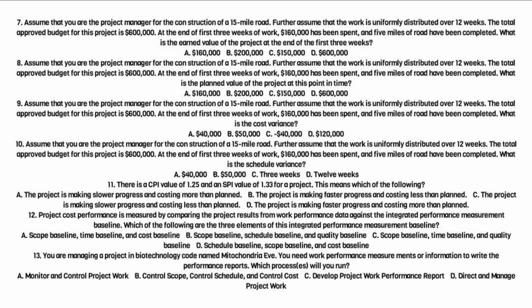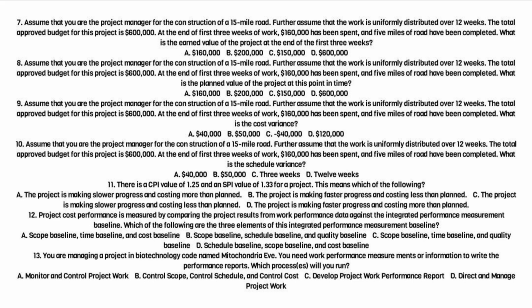A. $40,000. B. $50,000. C. 3 weeks. D. 12 weeks. 11. There is a CPI value of 1.25 and an SPI value of 1.33 for a project. This means which of the following? A. The project is making slower progress and costing more than planned. B. The project is making faster progress and costing less than planned. C. The project is making slower progress and costing less than planned. D. The project is making faster progress and costing more than planned.